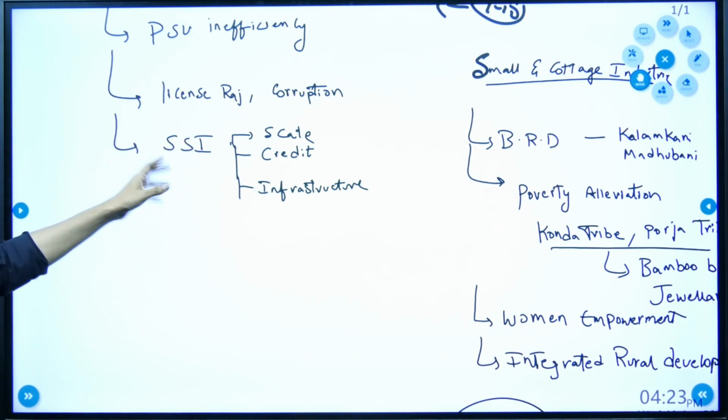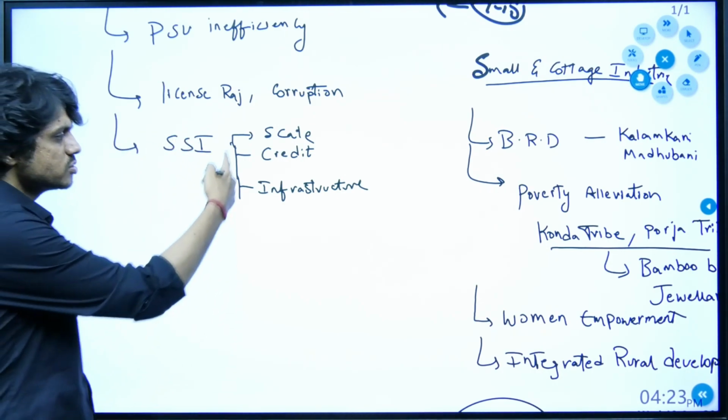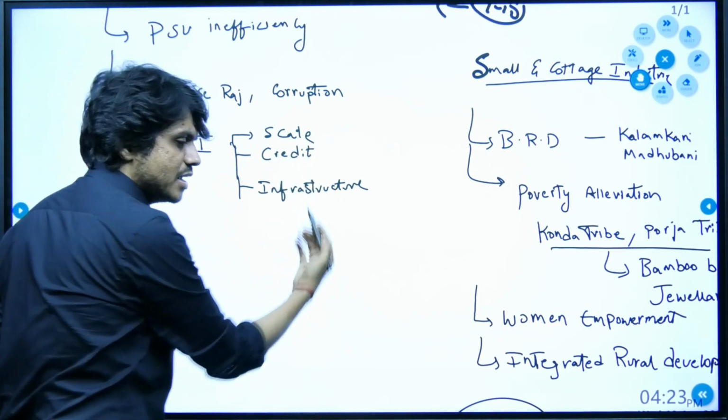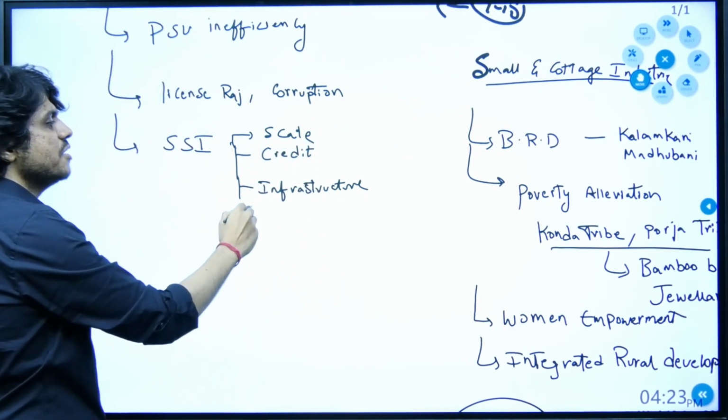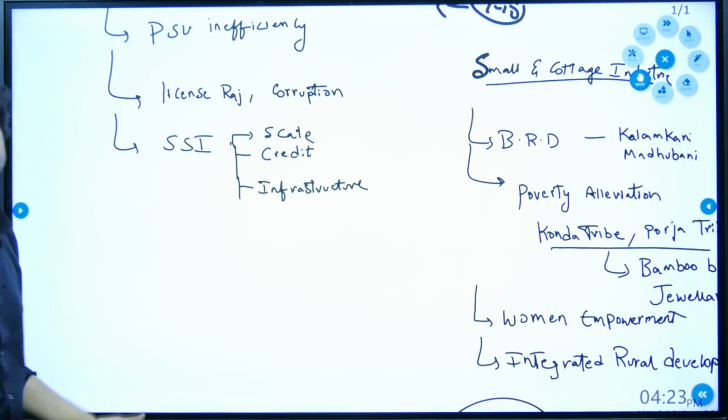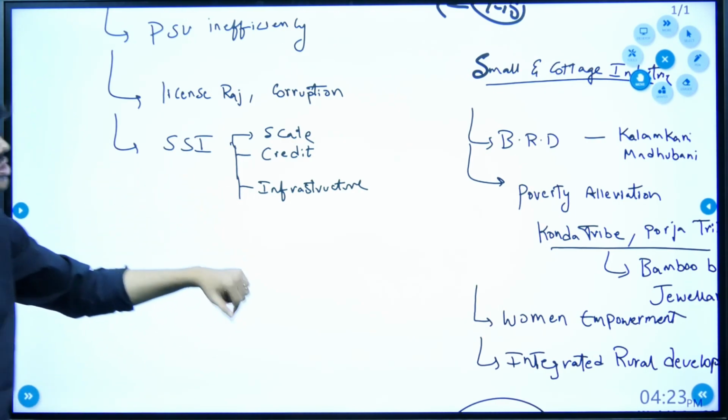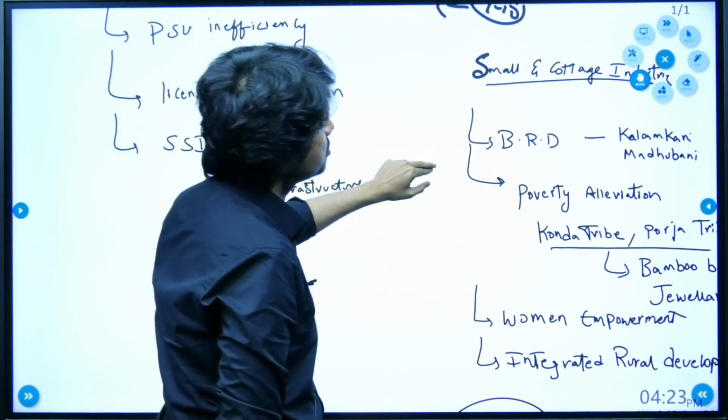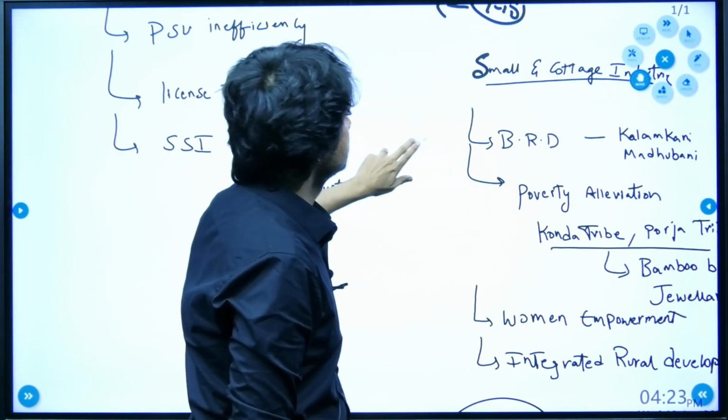Then small scale industries. These small scale industries could not perform for various reasons, like their scale is limited, they do not have proper credit availability. Then there are infrastructure limitations. Then we will also see a little bit about the small and cottage industries, which is directly mentioned in your syllabus book.